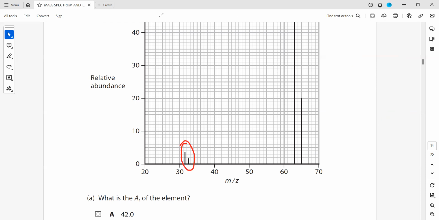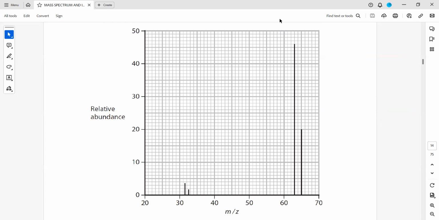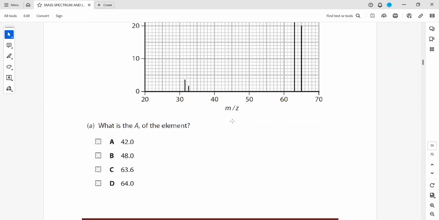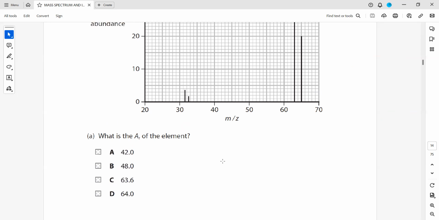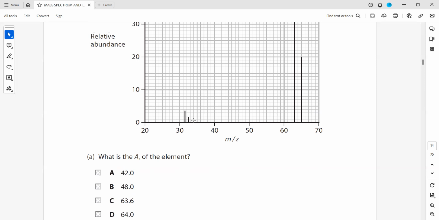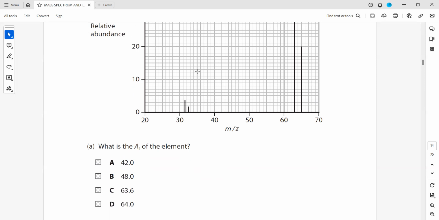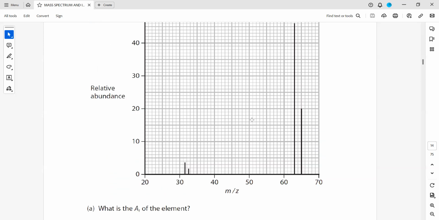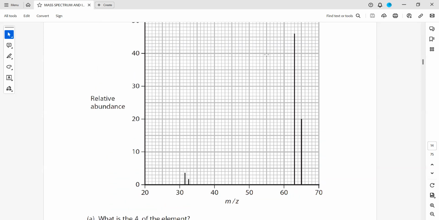So for the highest ones, we'll compare these two now to work out the average, the atomic mass of this element. It cannot be around 40, 42 or 48. This number is not at all possible. So we'll take only these two.